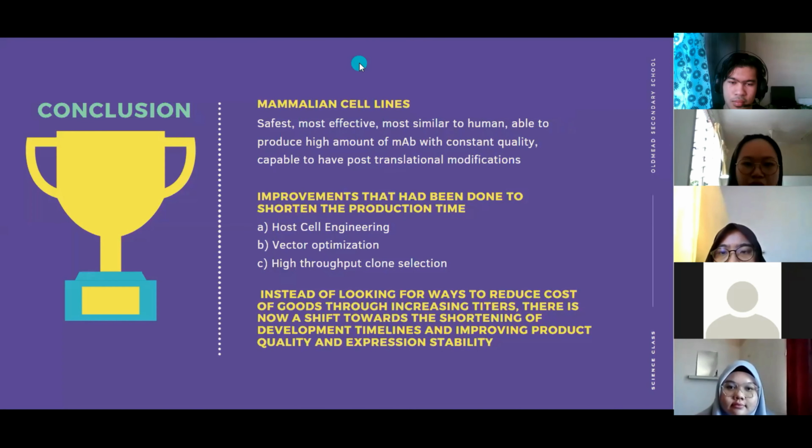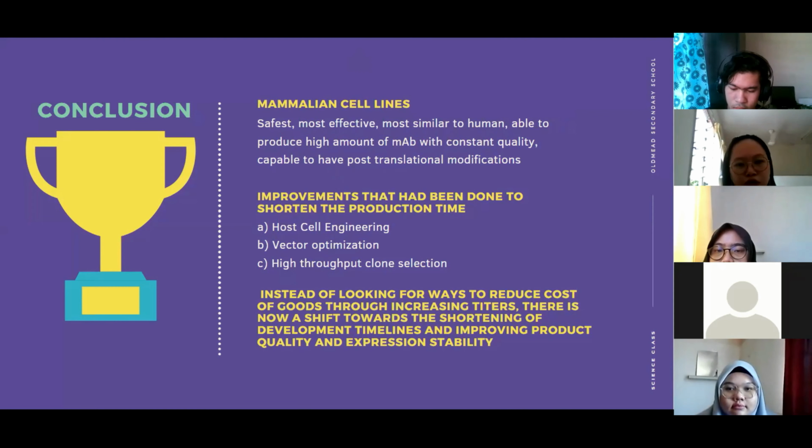So in short, mammalian cell line is chosen to be the most widely used cell line in producing monoclonal antibody because it is the safest and it is the most effective cell line that can produce monoclonal antibody. And the monoclonal antibody produced is more similar to human. And mammalian cell lines are able to produce high amount of MAB with a constant quality, like mentioned by Farahia. And the monoclonal antibody produced by mammalian cell line are capable to have post-translational modification such as glycosylation.